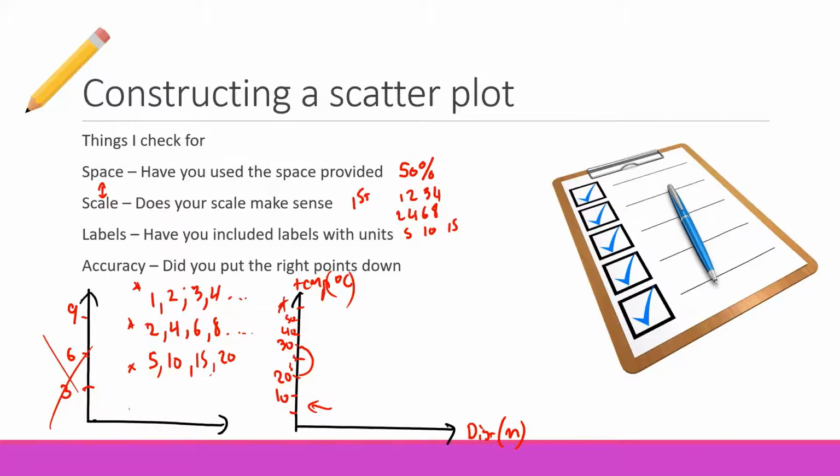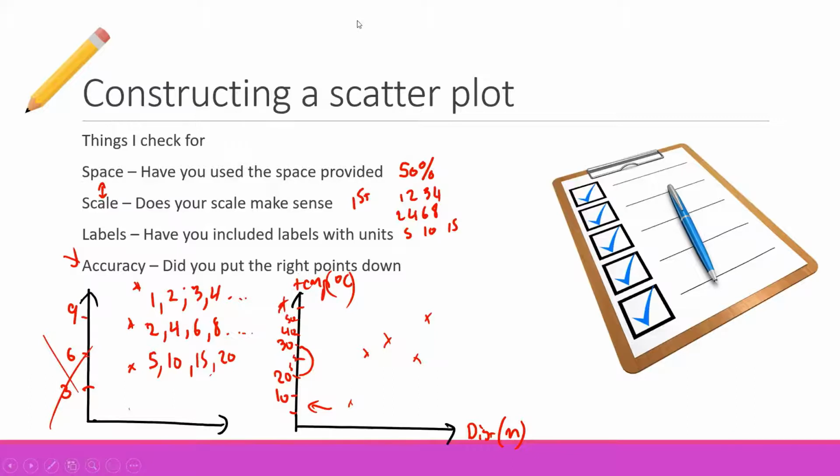And then accuracy. And this is probably the one that students spend the most time on, and the one that I spend the least time checking. Did you actually get your points where they're supposed to be? Usually students will get 100% on that, but I will have seen some students that are like, oh yeah, there should be a point at 40, but they completely miss it. So those are the 4 things that I use when it comes to marking your scatter plots.